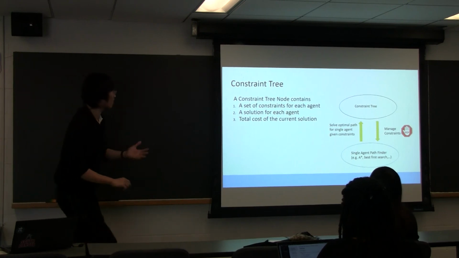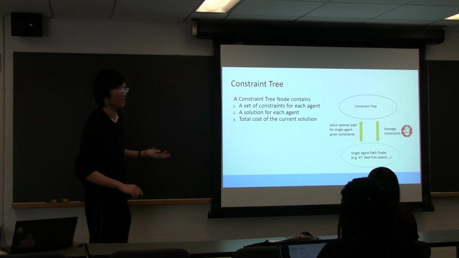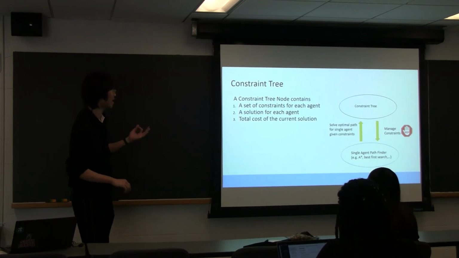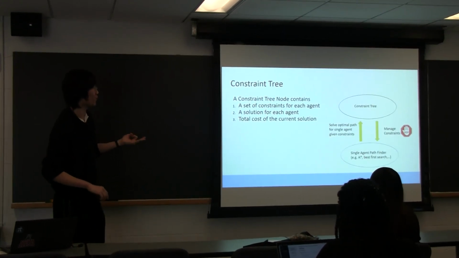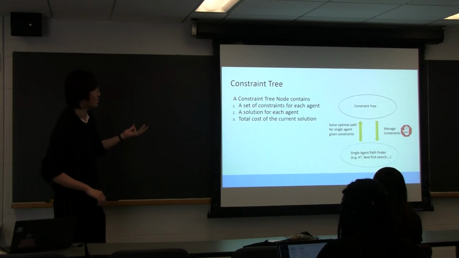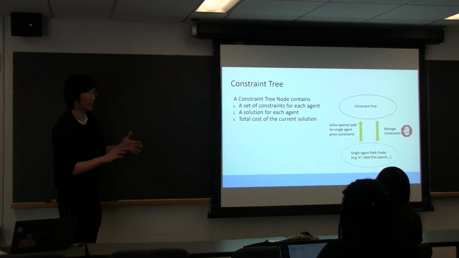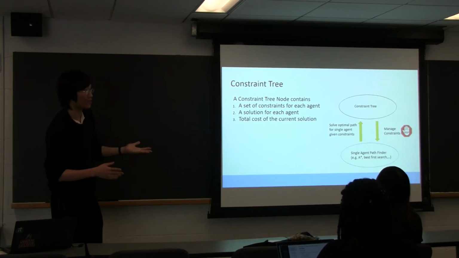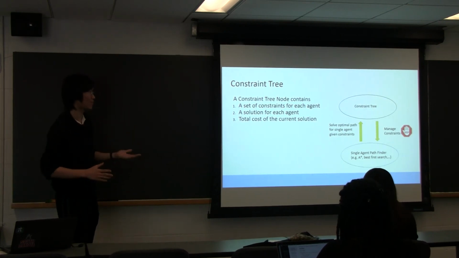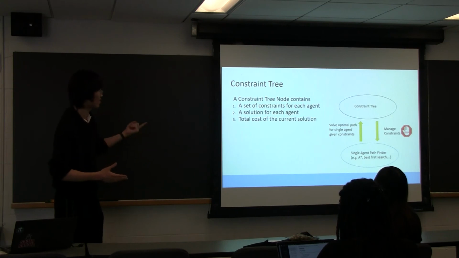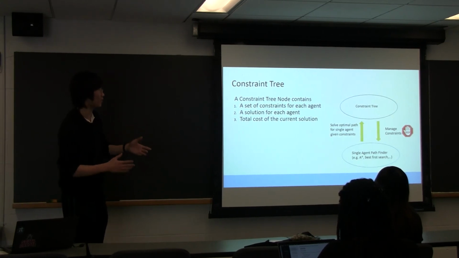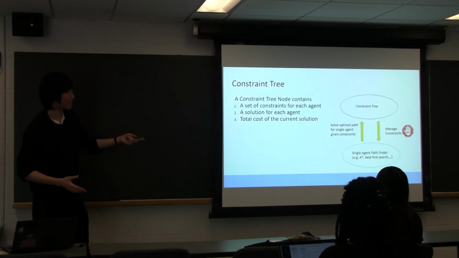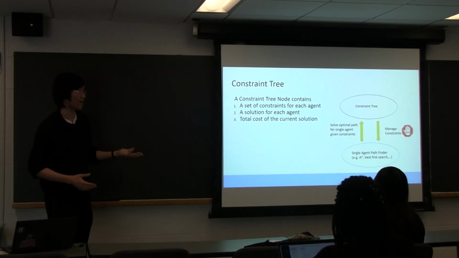So here's the overall architecture of the constraint tree that we just discovered together. A constraint tree consists of 3 elements. One is the set of constraints for each agent, for example, the red agent and the green agent with that stop sign over there. Then the solution for each agent, which you solve using A star or a best first search solver. And then the total cost for the solution, which you evaluate to determine if that is the minimum one you can find.